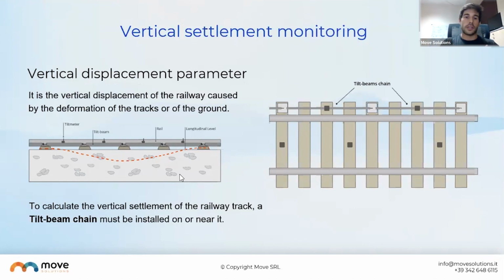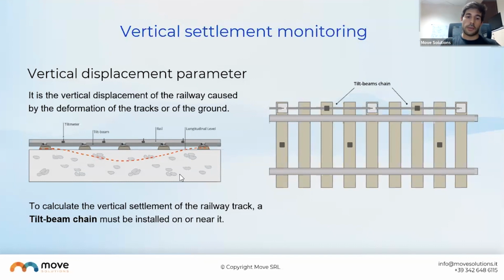Maybe there is an excess of water in the soil underneath, or maybe the ballast is losing strength. Whatever the reason, it's very typical to see the tracks sinking, and that is one of those parameters that is interesting to monitor. So we do that with a little bit of a different approach. The sensor is still the tilt meter, but in this case, we use what we call tilt beams.